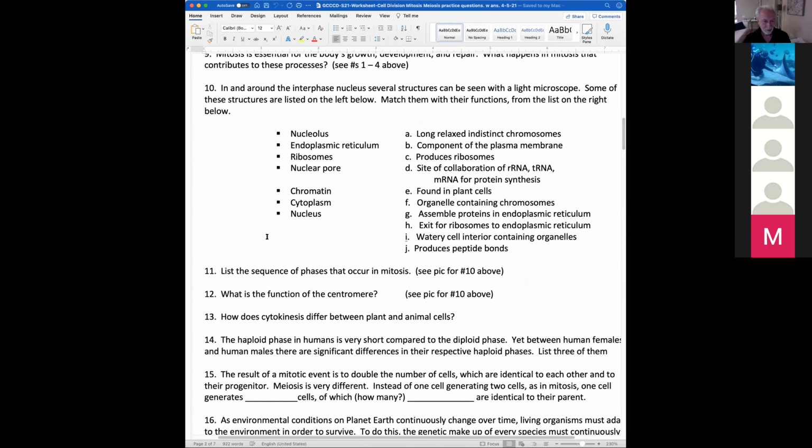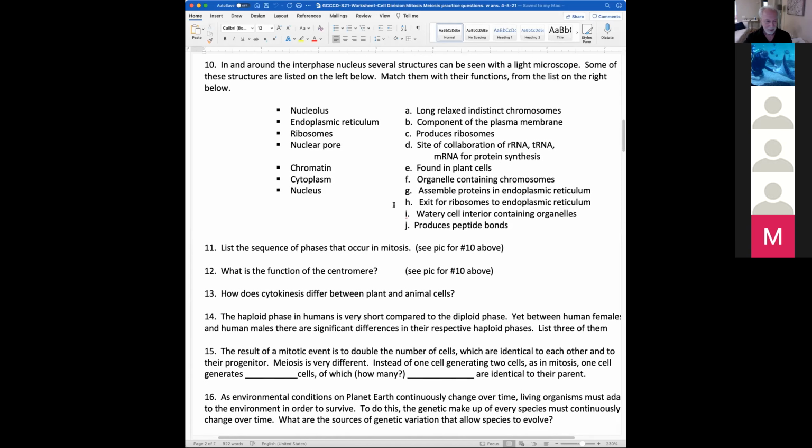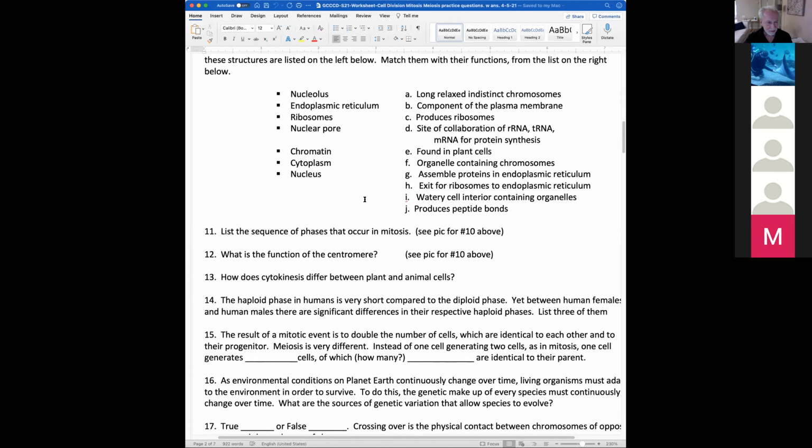And finally, the nucleus. Anybody zero in on it? How does the nucleus relate to any of these things? Would it be F? Yeah. It's the organelle that contains chromosomes. So you're right, it is F. Okay.